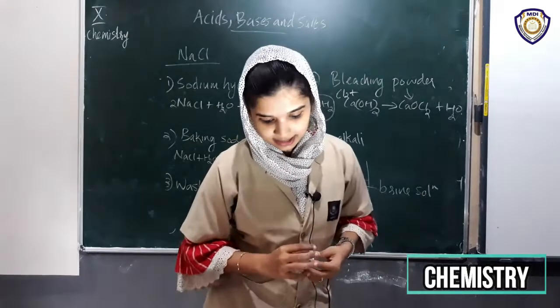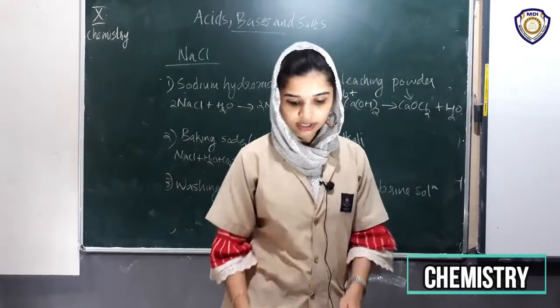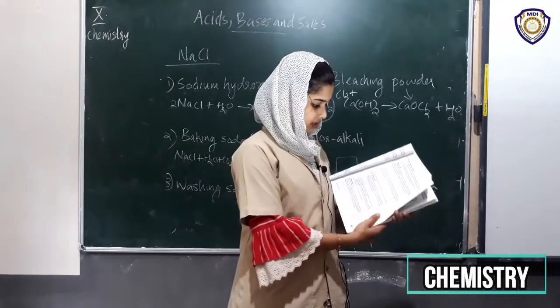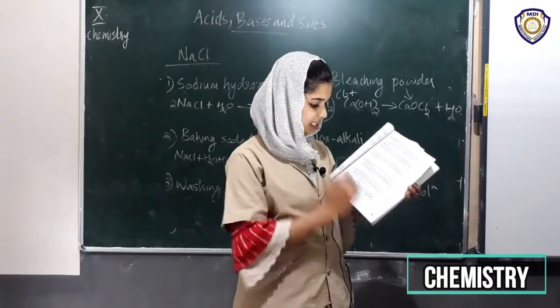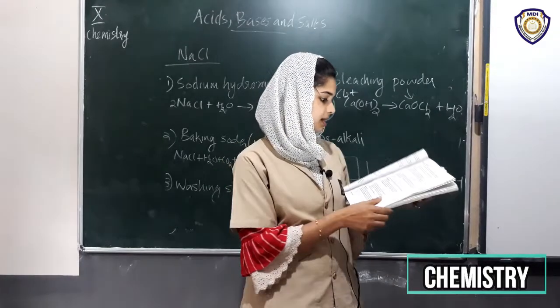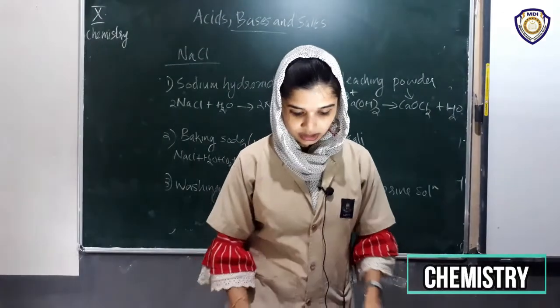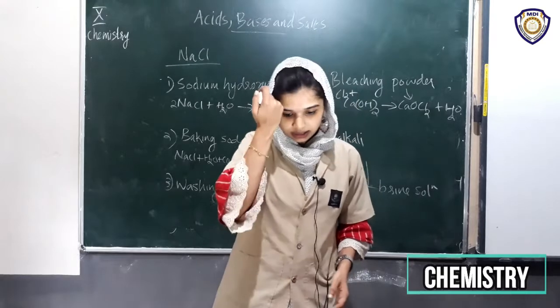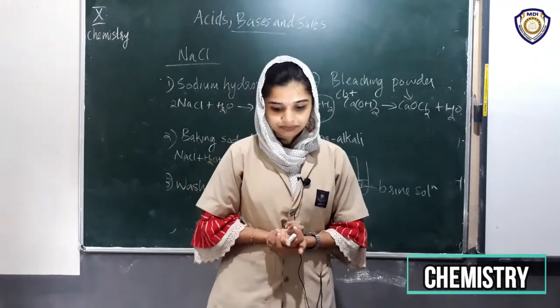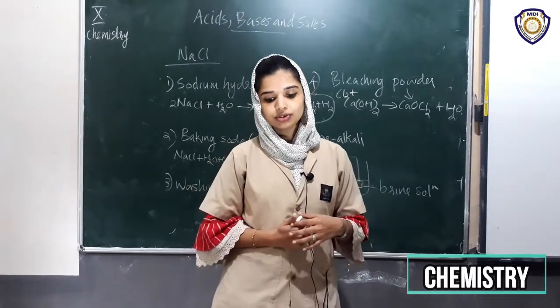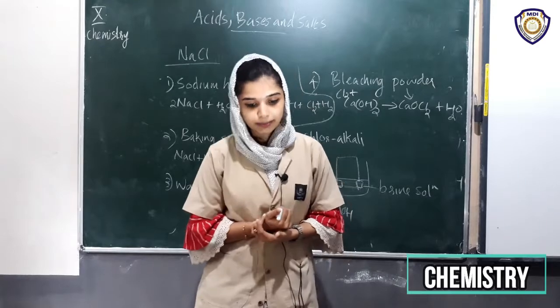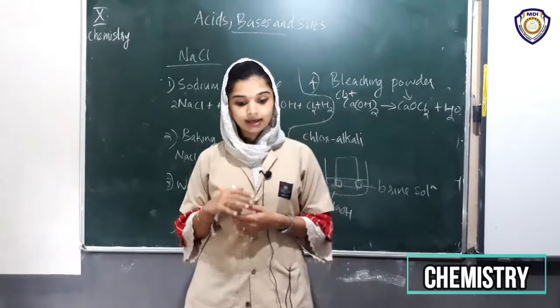Then its reactions are also given in your textbook. Observe the textbook, page number 31. Here is the reaction of forming baking powder. Then carbon dioxide produced during the reaction can cause the bread or cake to rise, making them soft and spongy.